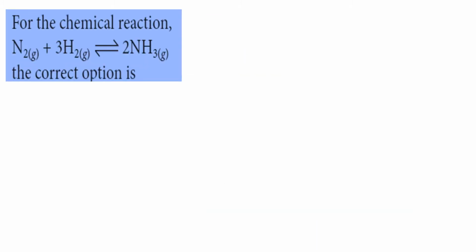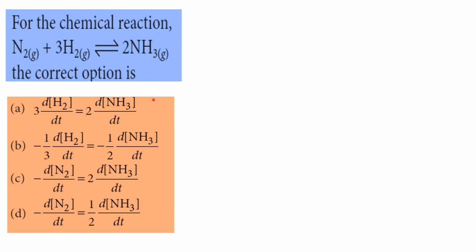Okay. For a chemical reaction, N2 plus 3H2 gives 2NH3. Haber process. Okay, 4 options are given.